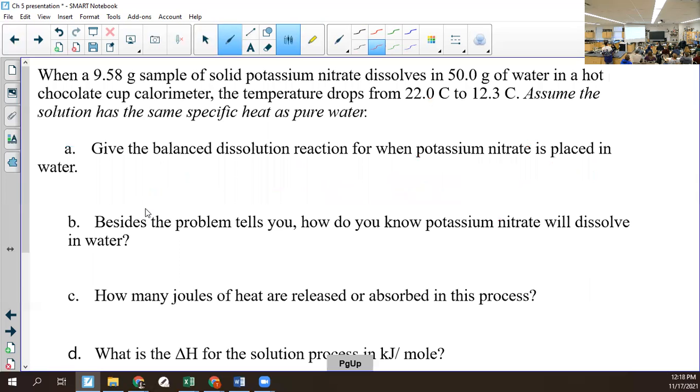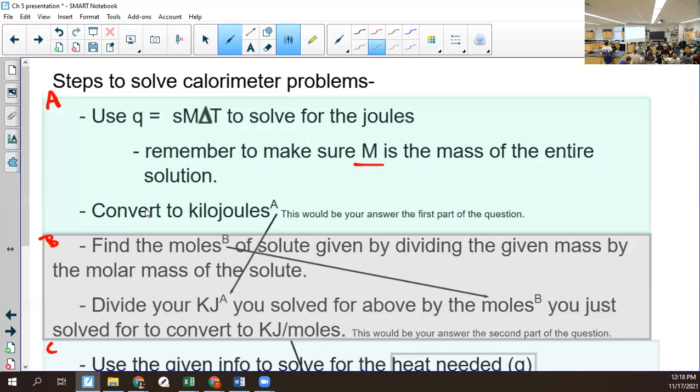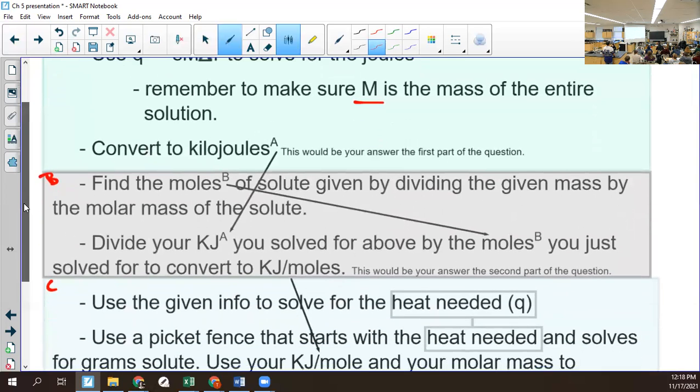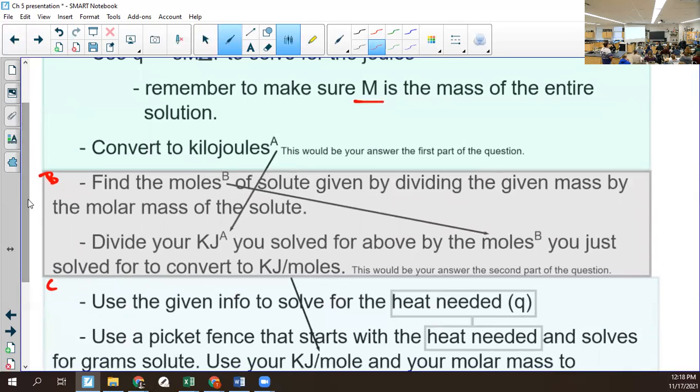So go back to your instructions for a second. On B, it says find the moles of B. Sorry, not B. B is just like a, what do they call that? Footnote. Thank you. It's a footnote. That's a great question that Tom can't answer. So quit asking hard questions. It's just saying the answer to A or B.